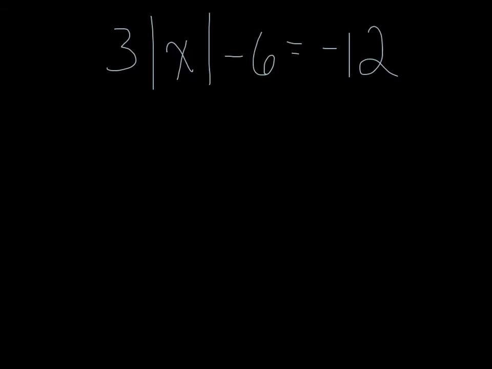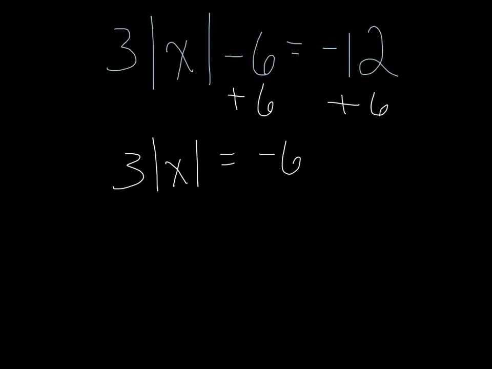And one more time, we would add 6 to both sides of the equation. 3 times the absolute value of x equals -6. Divide by 3, the absolute value of x equals -2.